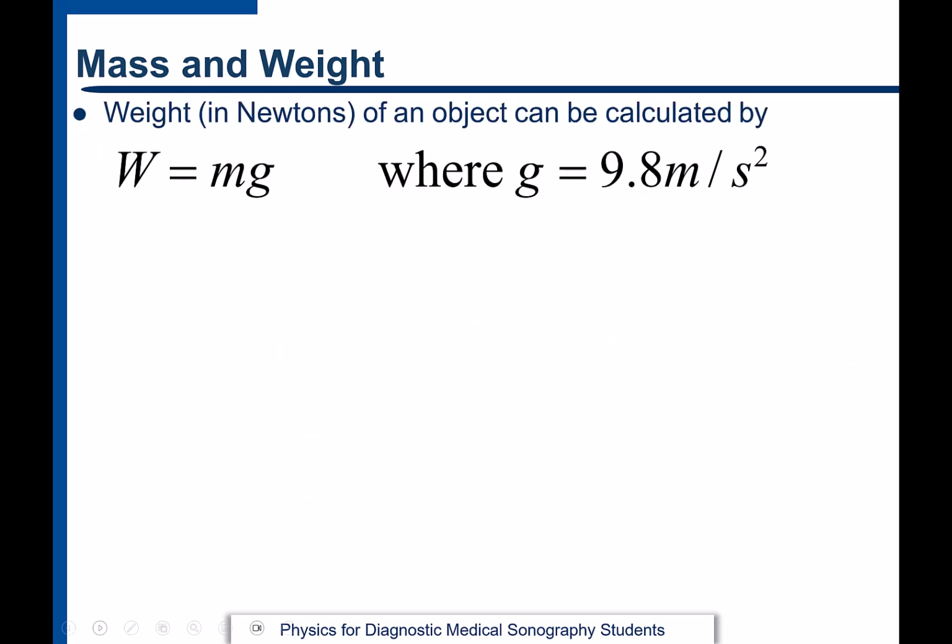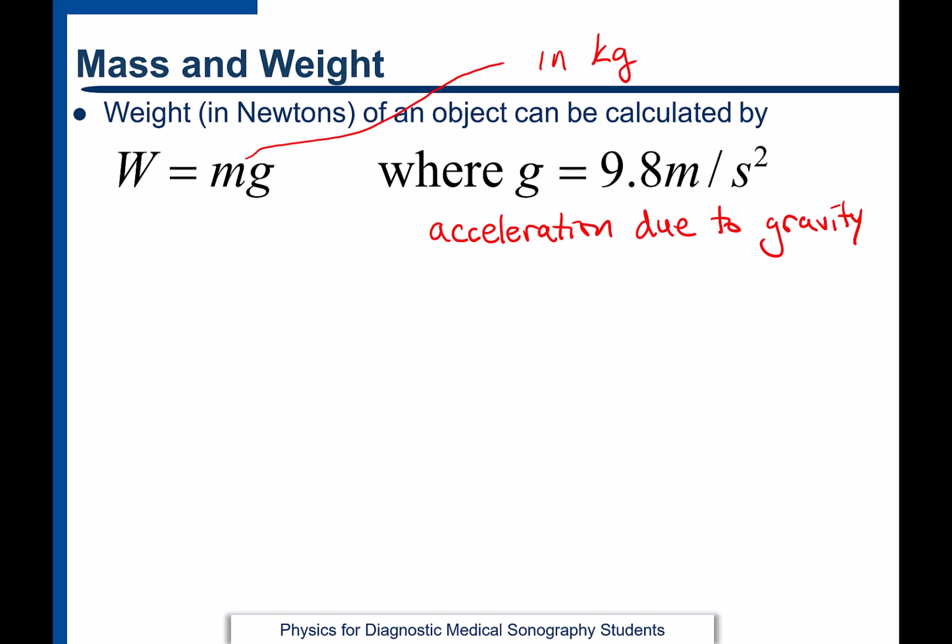Let's look at how to calculate weight from mass. The relationship between weight and mass is the following. Weight is equal to the mass, which has to be in kilograms, times the acceleration due to gravity, which we talked about in a previous video. Remember that g represents the acceleration due to gravity, and that's just a constant here on Earth. If we went to a different planet or somewhere like the moon, the acceleration would be different. But here, it's just 9.8 meters per second squared.